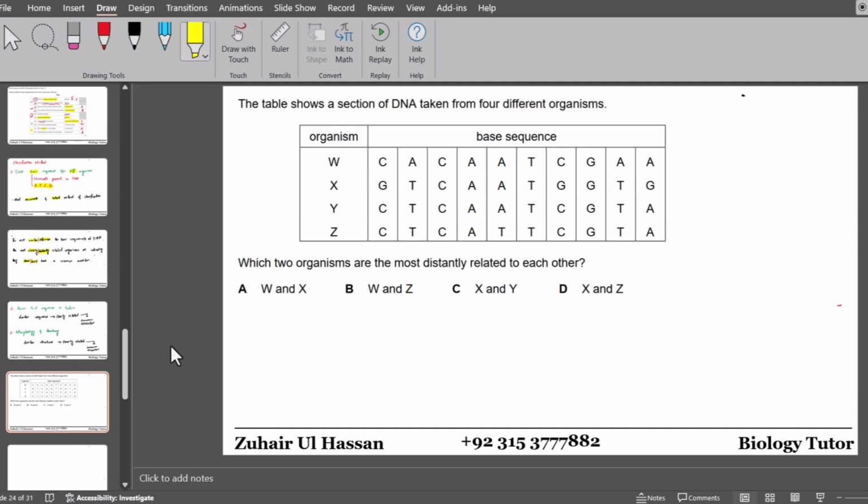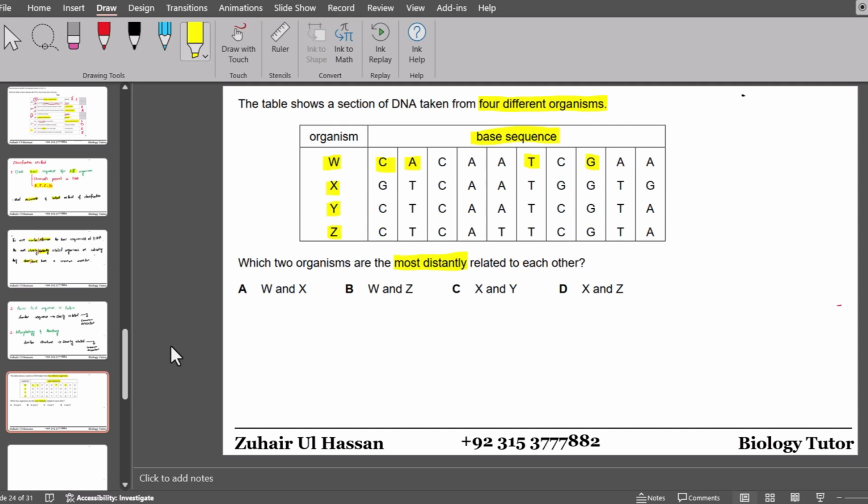The table shows a section of DNA taken from 4 different organisms. That means 4 different species are there: W, X, Y and then Z. And the base sequences are given. You can see the bases there: C, A, T and then G. All of these are the chemicals present in DNA, and these are the only 4 chemicals, but their sequence can be different in each and every species. The question they are asking is which 2 organisms are most distantly related to each other.